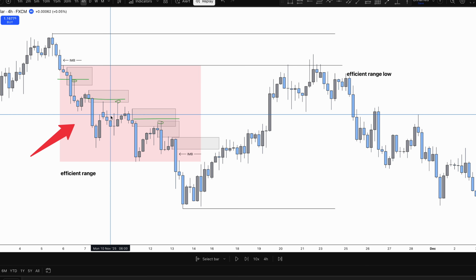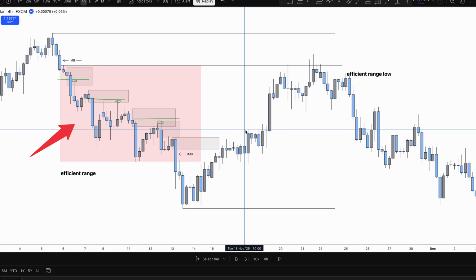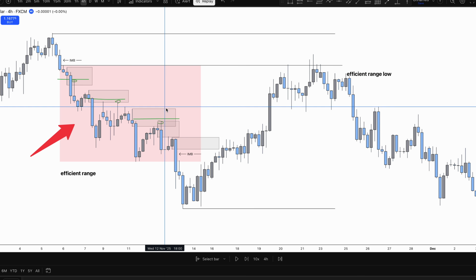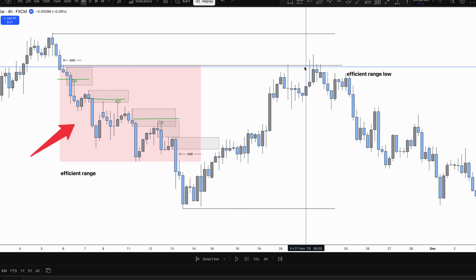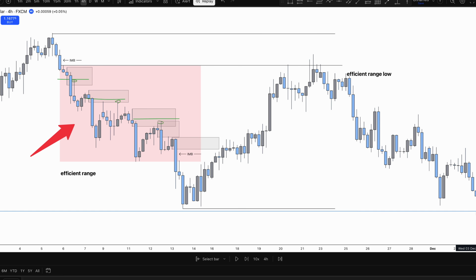This works exactly the same way for a market that is selling off, okay? If we break a high, driving us into an efficient bearish range, we are likely to trade all the way through that range, take out the high, and then that's the point where we may potentially shift into a bearish bias.